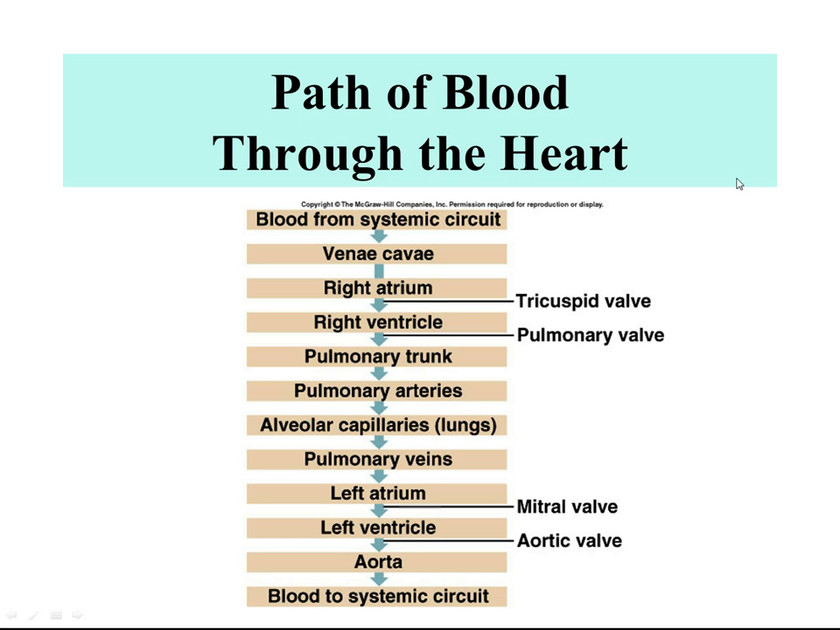But the path of blood through the heart, systemic. Remember, that's all the systems throughout the body, including the heart, would be part of the systemic circuit or circulation. Through the vena cava, superior and inferior vena cava, to the right atrium, through the tricuspid valve. The blood is only moving in one direction, we hope. Tricuspid valve to the right ventricle. It's pushed through the pulmonary valve, through the pulmonary trunk, where it divides or splits off into the pulmonary arteries to the lungs.